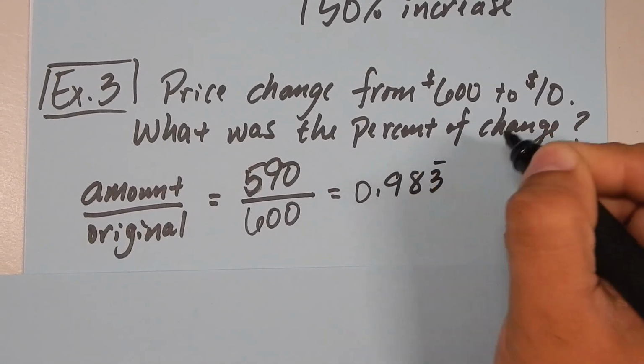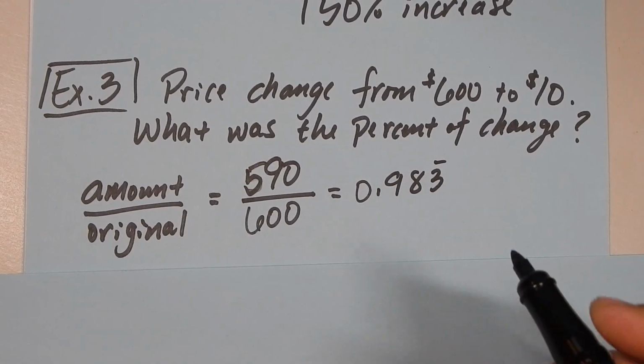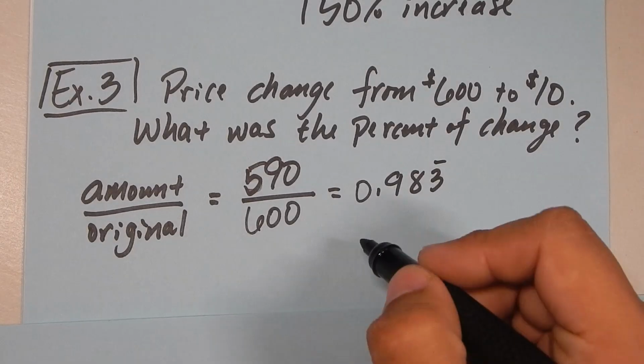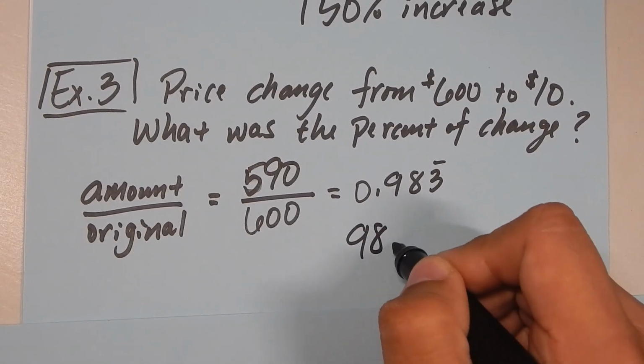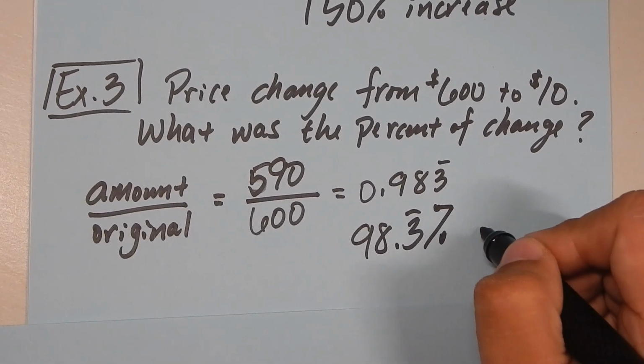So 0.98 and then a bunch of threes. So we're going to move the decimal point over 2 spaces, and this ends up being a 98.3% decrease.